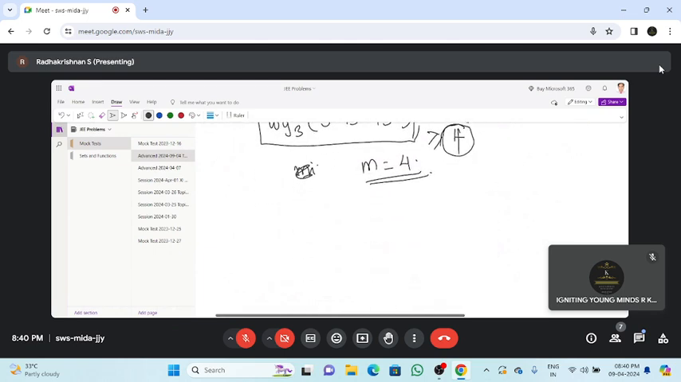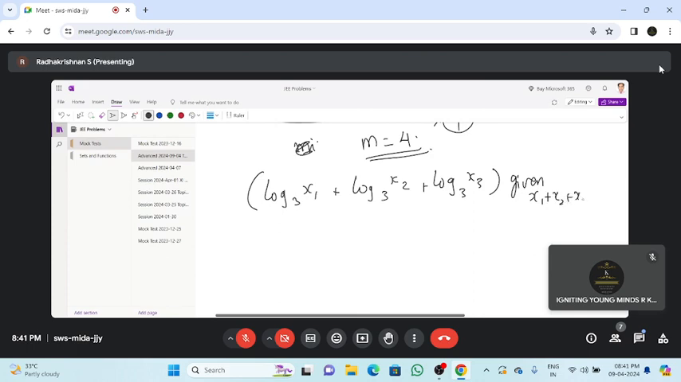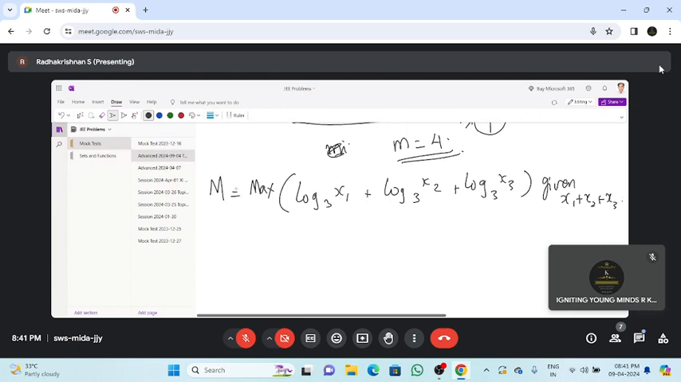For capital M, I will write it once again. Small m is done. Capital M is the maximum possible value of log x1 to the base 3 plus log x2 to the base 3 plus log x3 to the base 3, given x1 plus x2 plus x3 equal to 9.